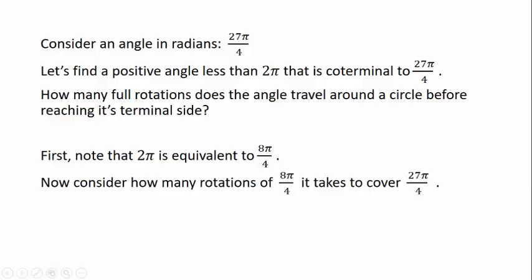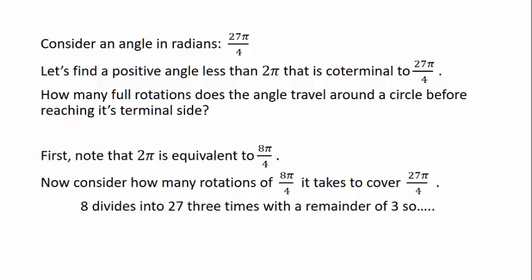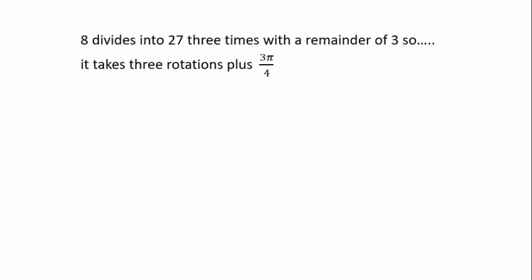So consider how many rotations of 8 pi over 4 it takes to cover, or at least partially cover, 27 pi over 4. 8 divides into 27 3 times, right? Because that gives us 24 with a remainder of 3. So it takes 3 rotations plus 3 pi over 4.